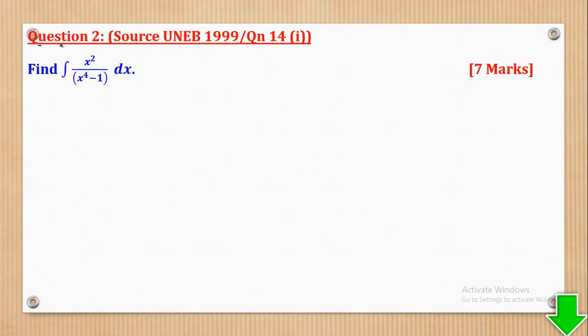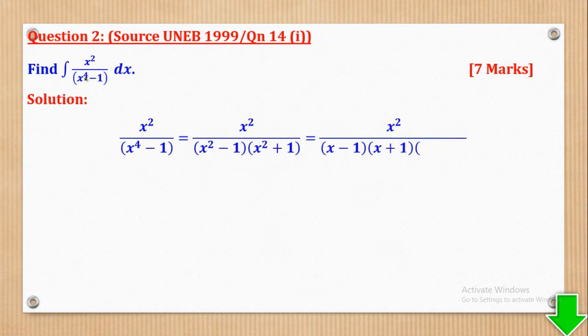So now we shall go to question 2. Question 2 came from UNEB 1999, paper 1, question 14, Roman 1, and says find this integral. So the denominator can be factorized because there is a difference of two squares. So difference of two squares, this gives you that, but this one also is a difference of two squares, so you still factorize it further to come up with that.